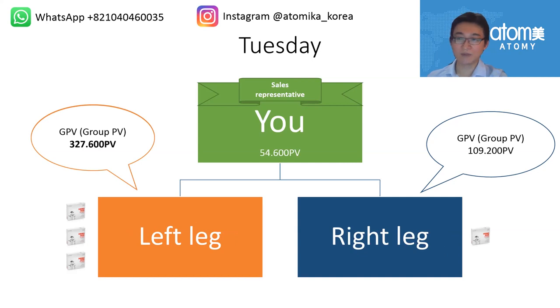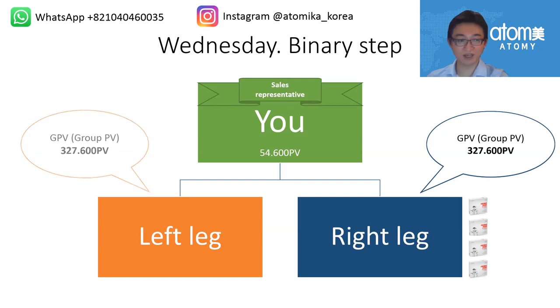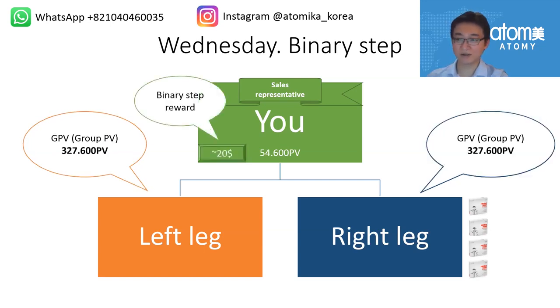So that means that on Wednesday, it continues from the same amount. So let's say on Wednesday, people on your right leg bought 4 Hemohims. And at the end of the day, you have enough group PV in both legs. And this group PV on your left leg and on your right leg, they convert to money. And you receive your binary step reward.